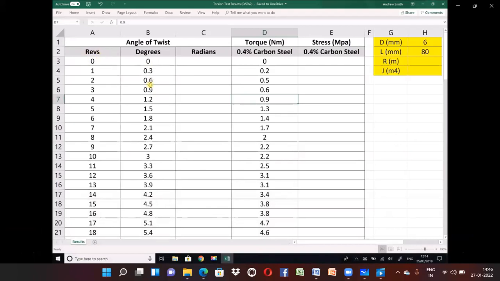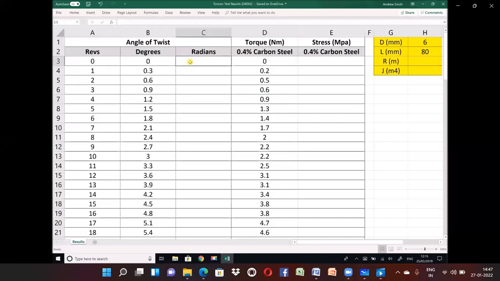As we know from an earlier tutorial, in the general torsion equation, the angle of twist must be inputted in radians. So the first thing we need to do is take each of our angles of twist in degrees and convert them into radians. The simplest way to think about this conversion is we need to multiply by the number of radians in a circle and then divide by the number of degrees in a circle.